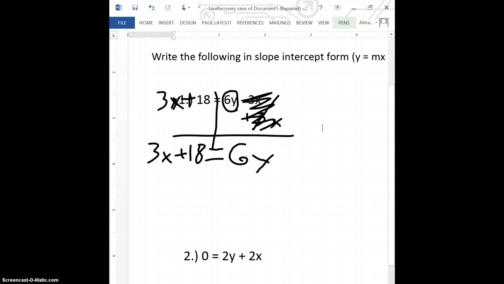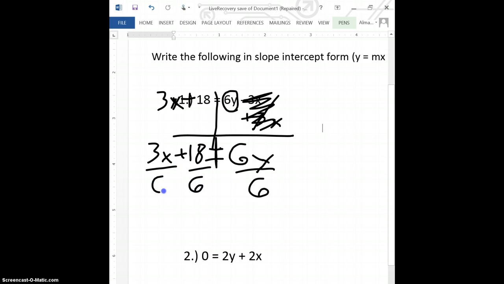And on the left, I'm left with 3x plus 18. Now remember, those have to stay separate. I can't combine them because they're not like terms. One of them has an x, the other one is just a number. Now looking at my equation, I do have my y's on one side, which means now I am allowed to divide. And looking at my y, there's a 6 in front of it. Anytime you have a number in front of a variable like that, that means that the variable is being multiplied. The opposite of multiplying by 6 is to divide by 6. So I'm going to divide everything by 6.